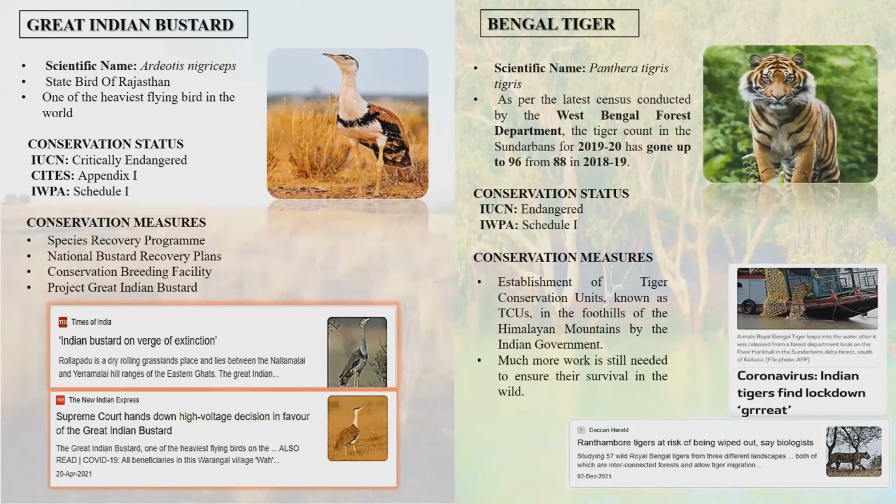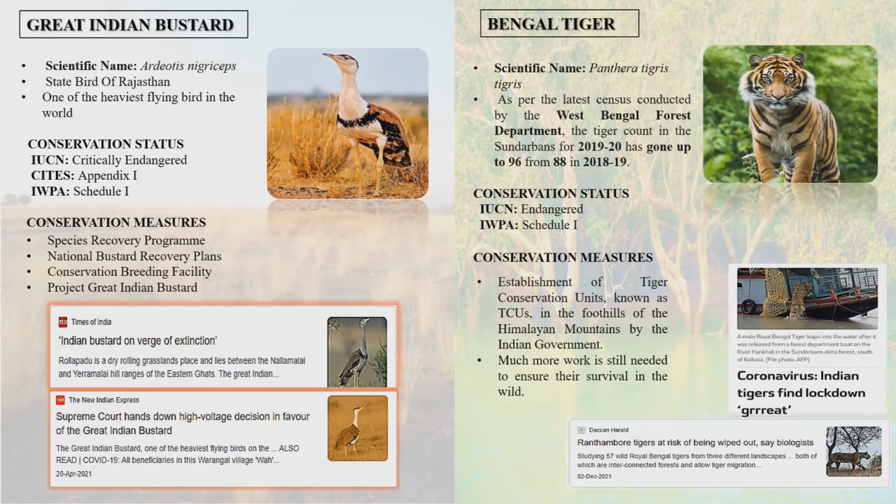Here we mention the endangered fauna listed in the list of 2020. The first species we have is the Great Indian Bustard, which is the state bird of Rajasthan, and it is the heaviest flying bird in the world. According to IUCN, it is critically endangered. There are various conservation efforts by the government to conserve them, such as Project Great Indian Bustard, the National Bustard Recovery Plan, and so on. They are on the verge of extinction due to power lines, so the Supreme Court handed down a high voltage decision in favor of the Great Indian Bustard.